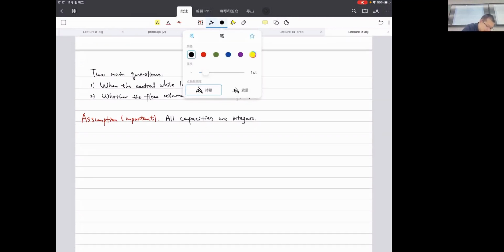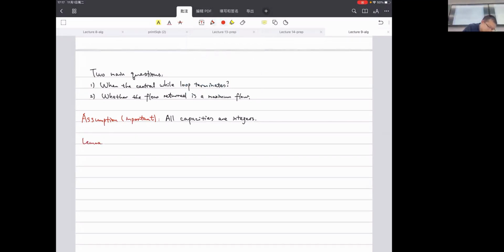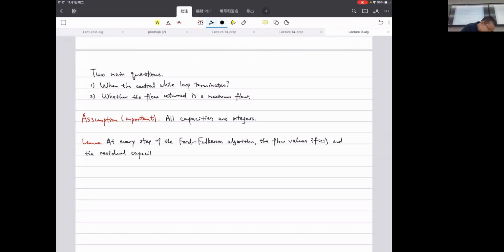So after making this assumption, an immediate lemma that we can easily see is that at every step of the Ford-Fulkerson algorithm, the flow is always going to keep integer values, the flow values f_e, and the residual capacities in G_f are all integers. So if we have the assumption that all capacities are integers, even in every step of the Ford-Fulkerson algorithm, this is still going to be kept.